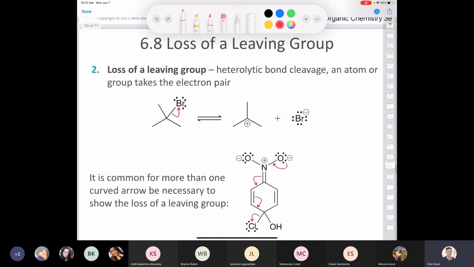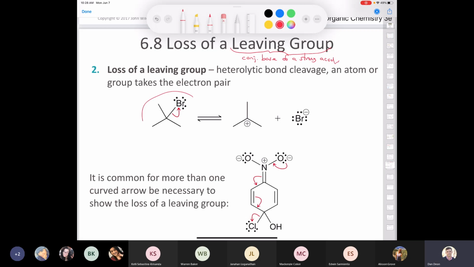Now, if you're like, what's a leaving group, Mr. Dion? We're going to talk more about what a leaving group is later, but I can tell you really quickly what it is. It's going to be the conjugate base of a strong acid. Okay, what are the strong acids? Things like HBr, HCl, HI, sulfuric acid, perchloric acid, nitric acid, hydronium. Those are strong acids. Basically anything with a pKa less than 0, with a negative pKa.